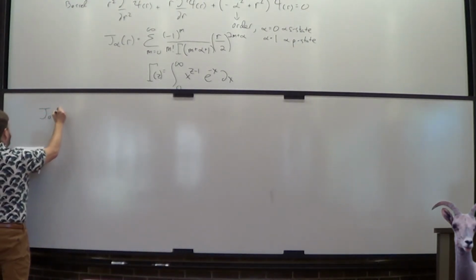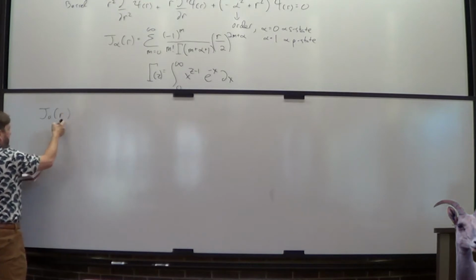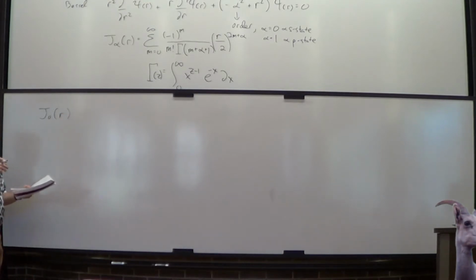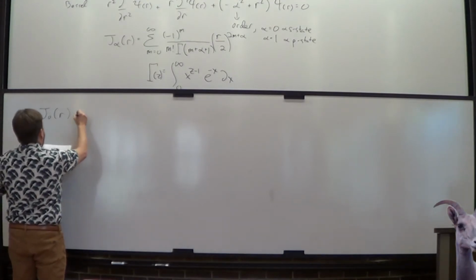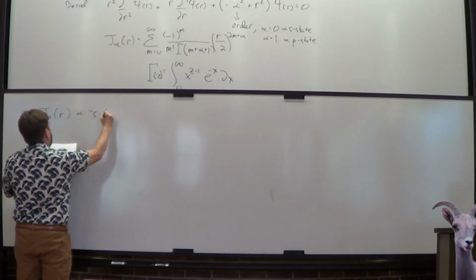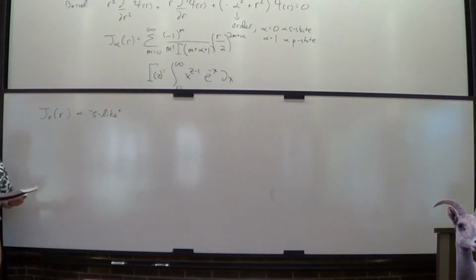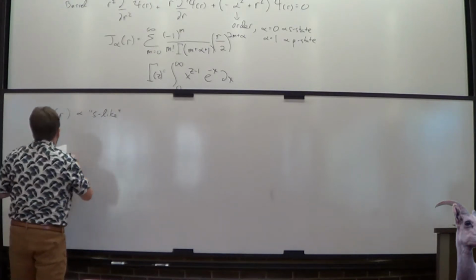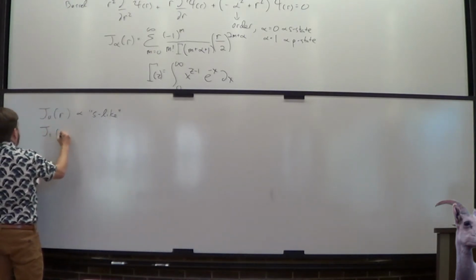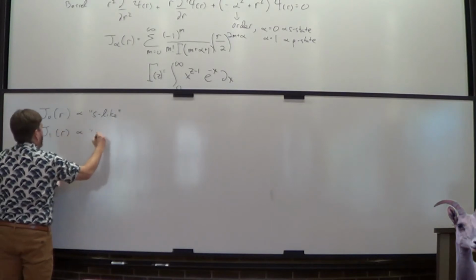Okay, let's look at the S-like state. Now, this is a mistake, by the way. I just want to point out, I'm going to plug in R. Now, that can't be correct, and I'll explain that in a minute. Okay, this is an S-like state. Remember that this is the order of the Bessel function, which is basically the angular quantum number, and I'm calling it 0. So therefore, J1 of R is P-like.